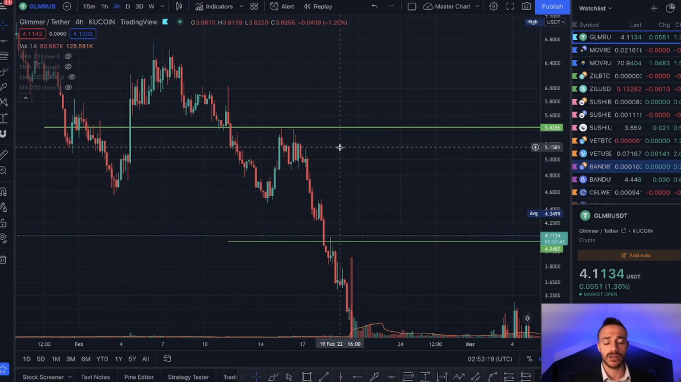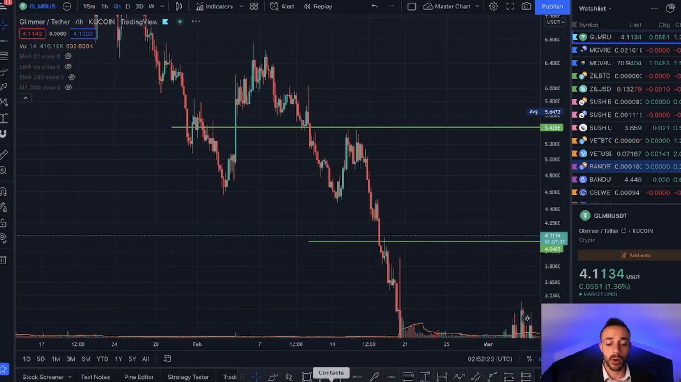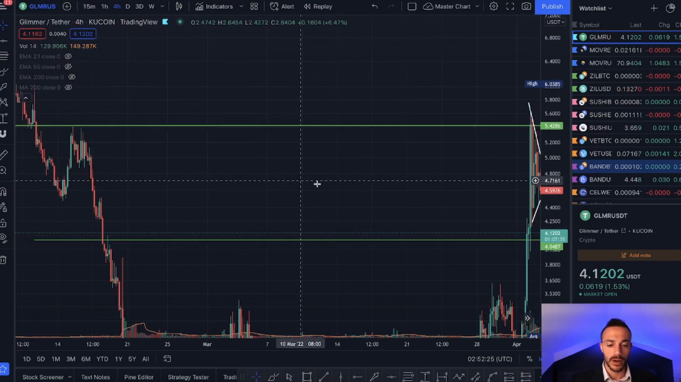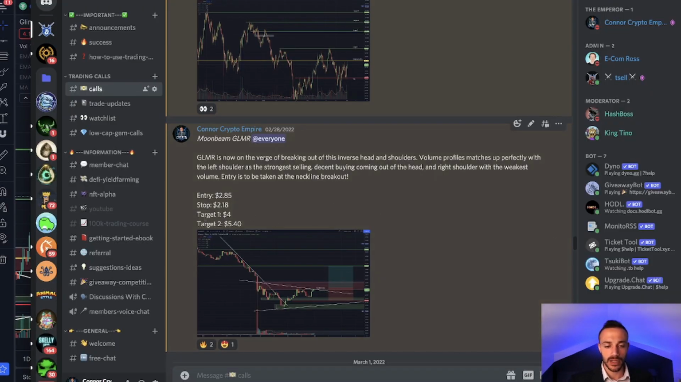I see the supply zone, I scope it out like the sniper that I am, and I use that as my profit target. What ended up happening here, right? Glimmer broke to the upside. Where did it stop? Exactly at my second target for the trade, as you can see.